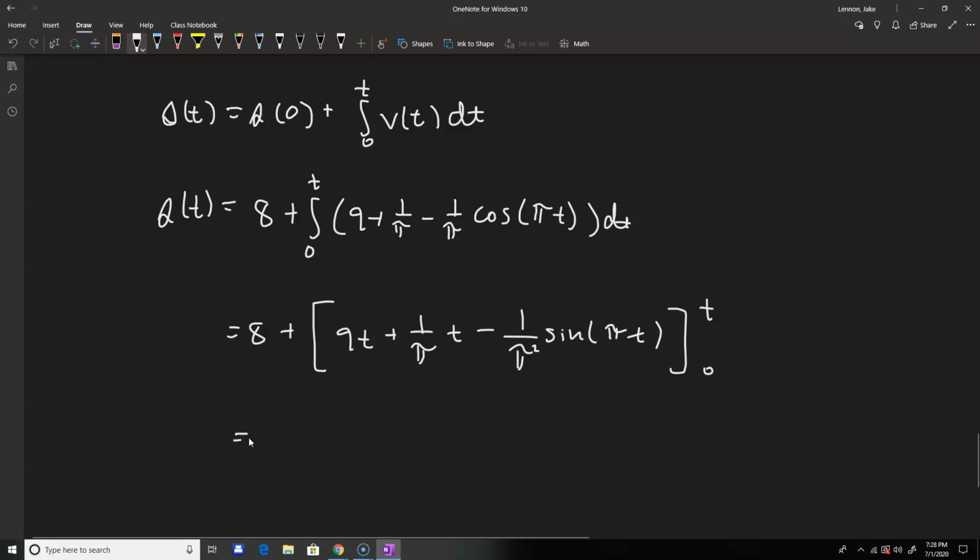And when we plug in t, we're going to get all of this stuff. So 8 plus 9t plus 1 over pi t minus 1 over pi squared sine of pi t. And then when you subtract 0, the 9t is going to go away, the 1 over pi t is going to go away, and the sine of 0 is also going to go away. So that is your answer for the position function that we're looking for there. So that's it for that one. Again, just be a little bit careful, but really not so difficult.